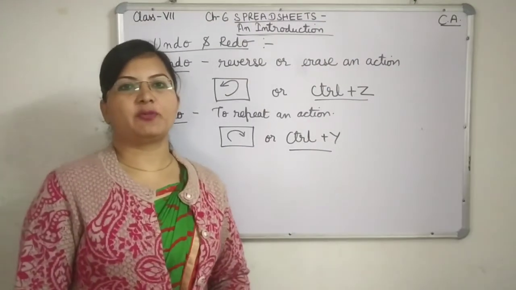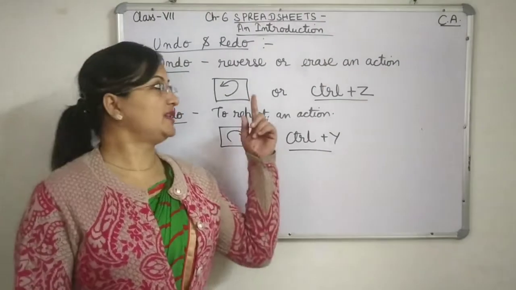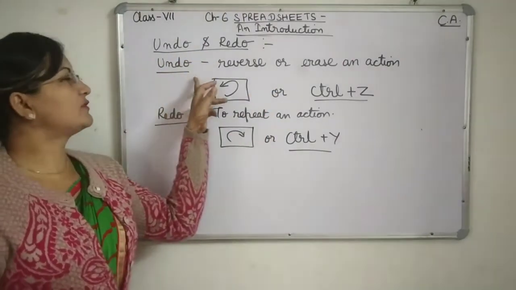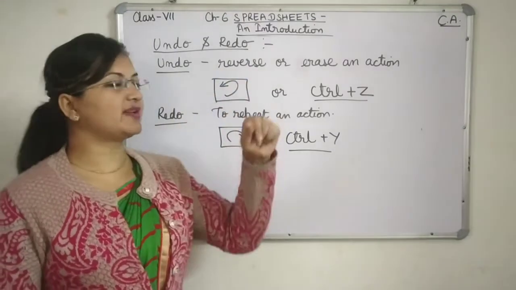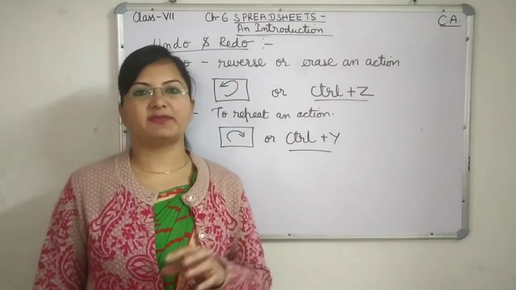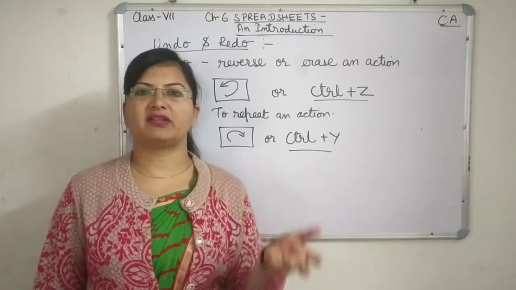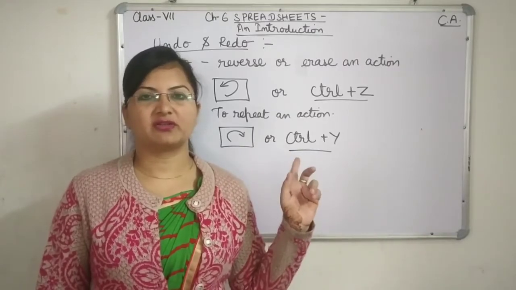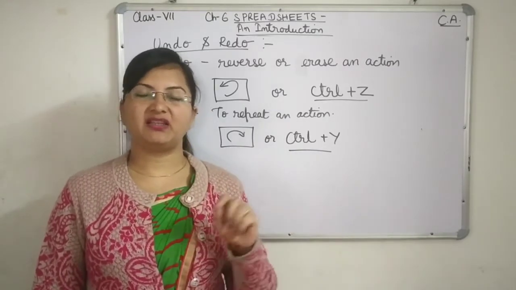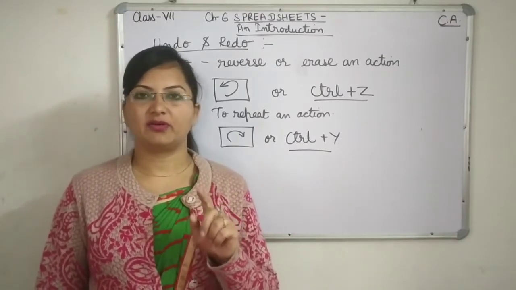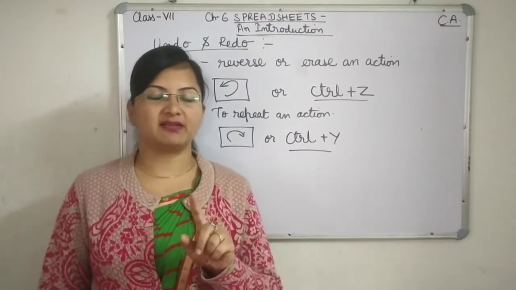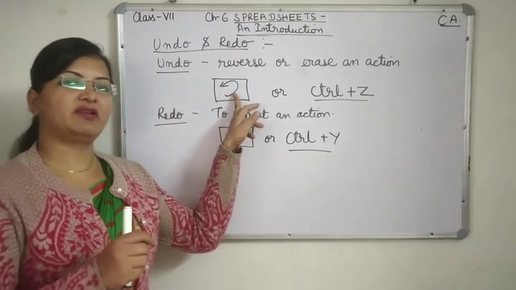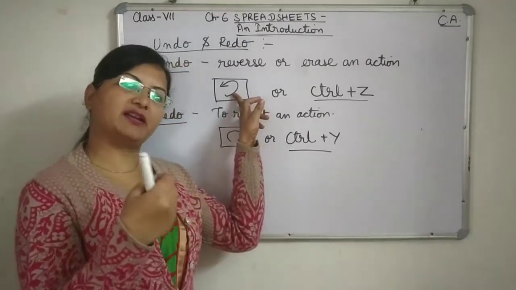Now students, I will tell you about undo and redo. You might have seen these two icons, undo and redo. First of all, we will study undo. Undo means to reverse or erase an action. If you have written something, it can be anywhere, in MS Word, Excel, PowerPoint, you can use this feature. If you have written something and then thought that it is wrong, you can undo it without using backspace. Simply click on this button and whatever you have written just now will start erasing.